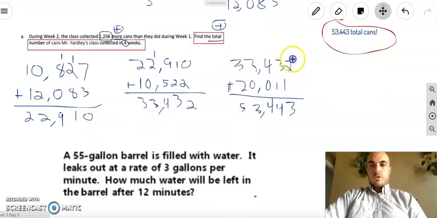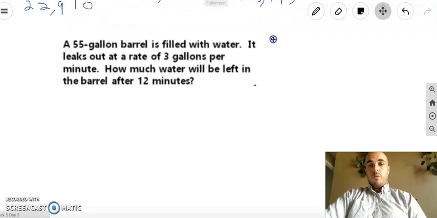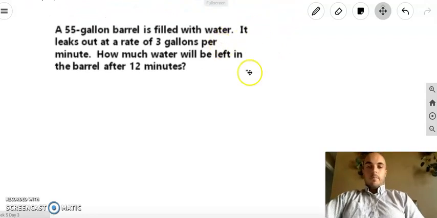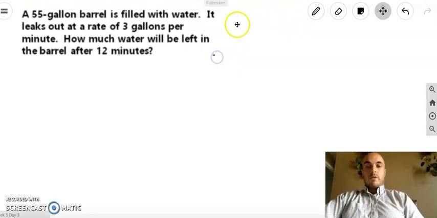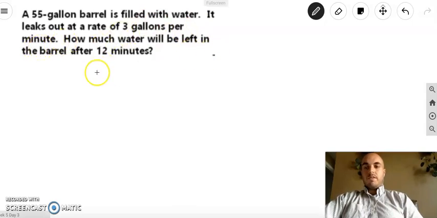Okay. So as always, if you followed this long, we're going to go over one of the questions on the assessment. That way you guys can have a good sense of what's going to be asked on the assessment and the steps involved for those questions. So this one says, a 55-gallon barrel is filled with water. It leaks out at a rate of 3 gallons per minute. How much water will be left in the barrel after 12 minutes? Okay, so we have a lot going on here. Let's CUBES it and perhaps even build ourselves a chart. But let's see what steps are necessary for solving this.